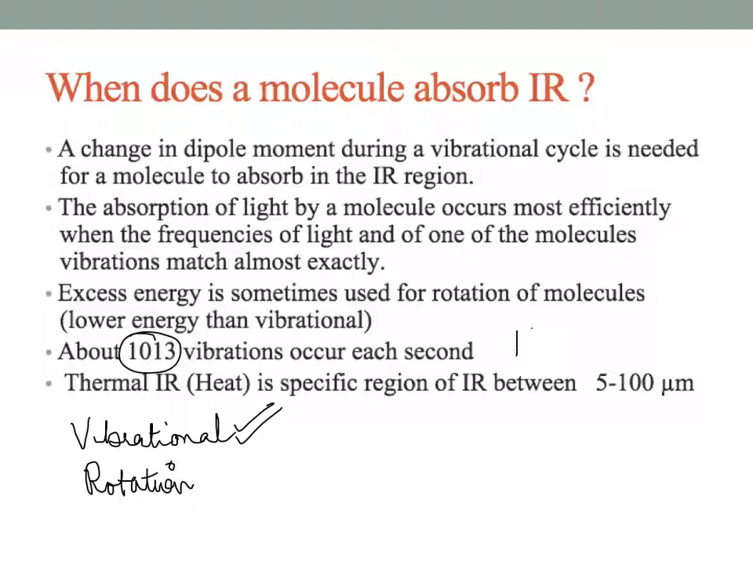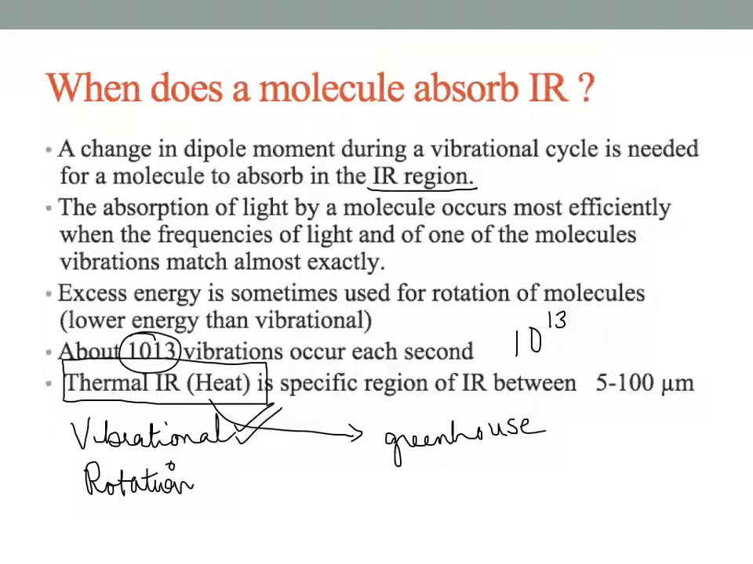About 10 to the power 13 vibrations take place every second. So these molecules on a regular basis are stretching and bending 10 to the power 13 times each second. That's huge. And I also want you to understand that within the IR region, you have what is known as thermal IR, which is what we're most interested in when it comes to greenhouse gases, because when we think thermal IR, we're thinking heat, and that is specifically between 5 and 100 micrometers. This is an important range to know.